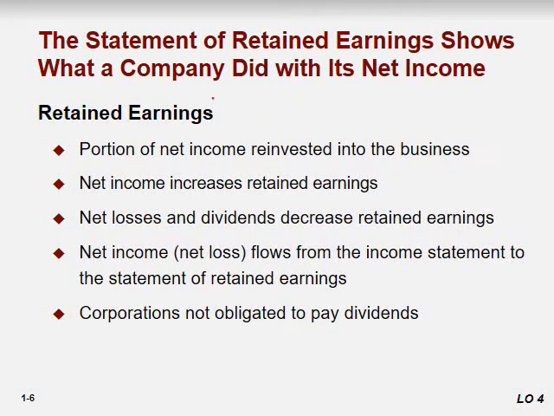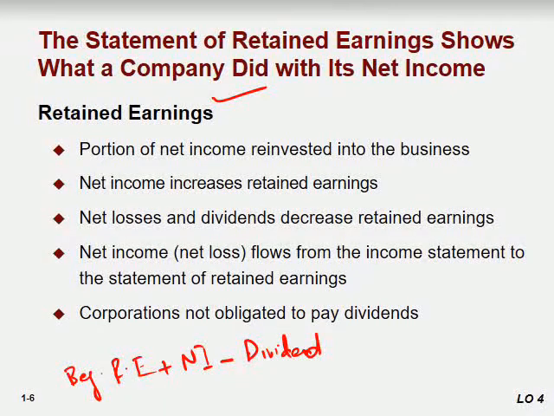So the second financial statement is retained earnings, or the statement of retained earnings. It shows the portion of net income reinvested into the business. What was the formula? We have beginning retained earnings plus net income minus dividends, or the amount that is distributed to the shareholders from the profit. We call that dividend, and this is equal to ending, or end period, retained earnings, right?